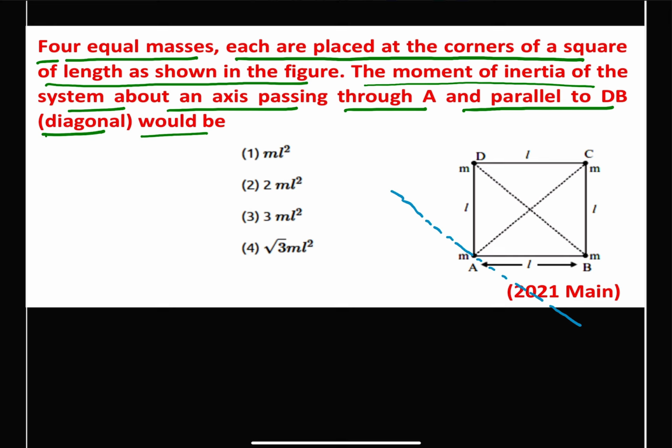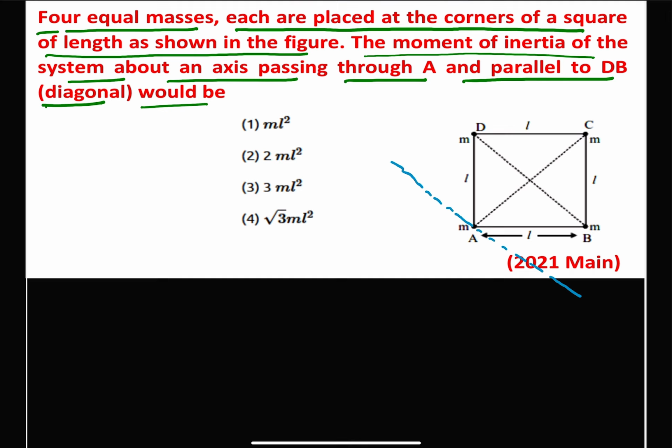In this case, there are two ways of doing it. One is the more traditional way, by using coordinates. We will try that method first. And the second one is using the basic principle of moment of inertia, that is mass into the perpendicular distance and its square.